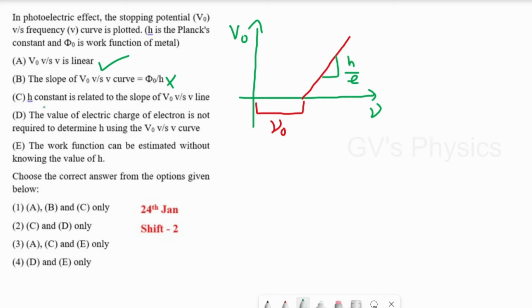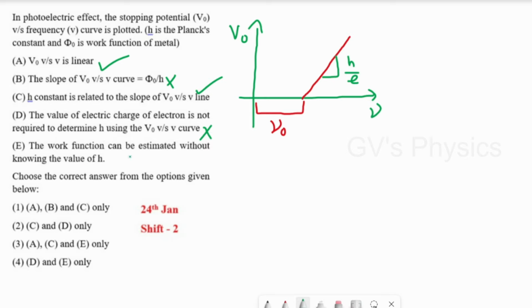And the third one: h is a constant related to the slope of stopping potential versus frequency. h is Planck's constant, and it's always a constant only. So statement C is correct. Next, D: the value of electric charge of the electron is not required to determine h using stopping potential versus frequency. It's an incorrect statement. To find the value of h, we need the value of charge, so it's incorrect.